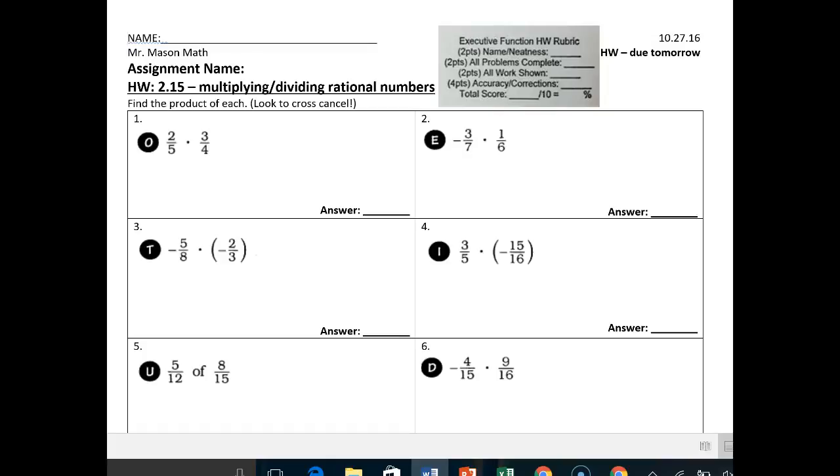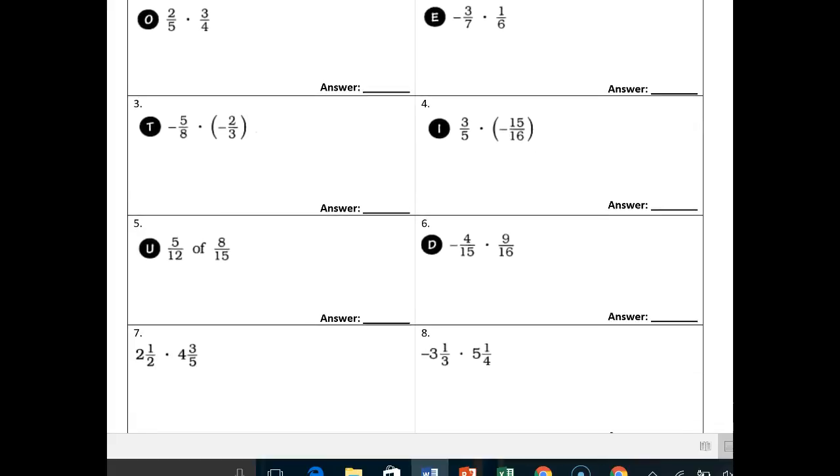So tonight I'm going to help you out with homework 2.15. I'll be doing most of the odds, maybe a couple of the evens. Don't worry about the letters. They were from a riddle, but I decided to take these problems out of the context of the riddle.